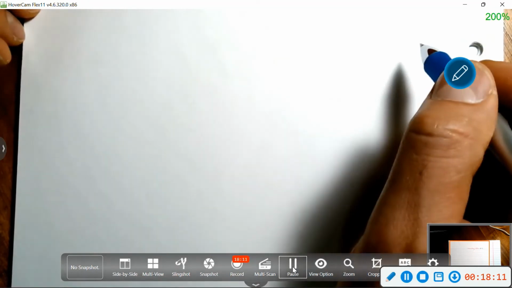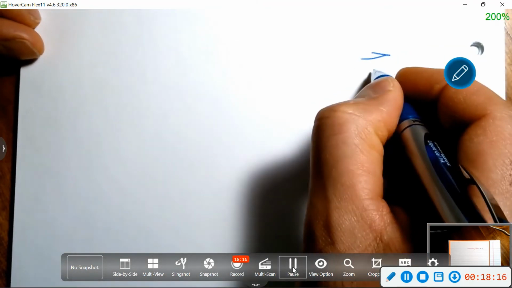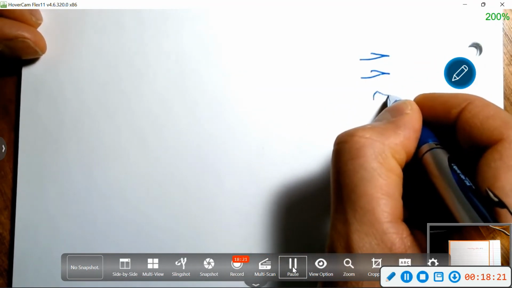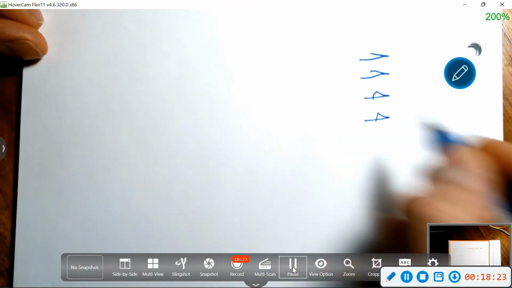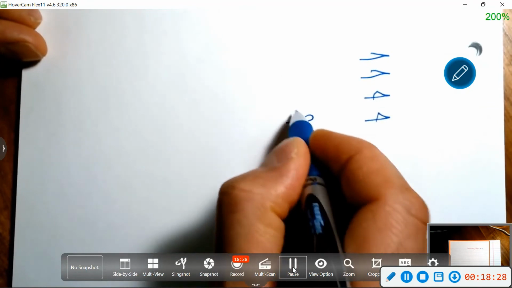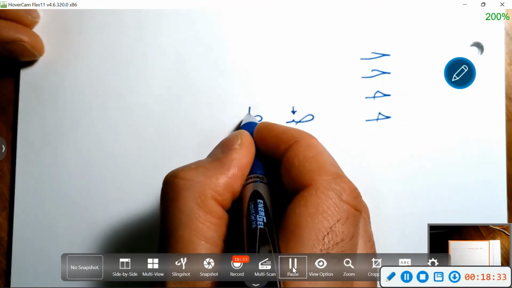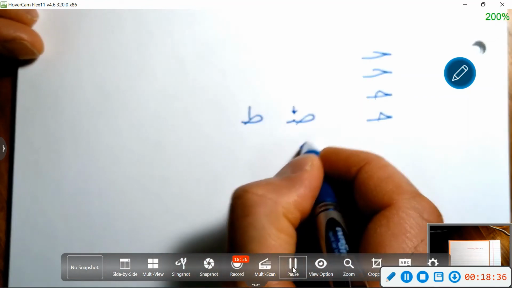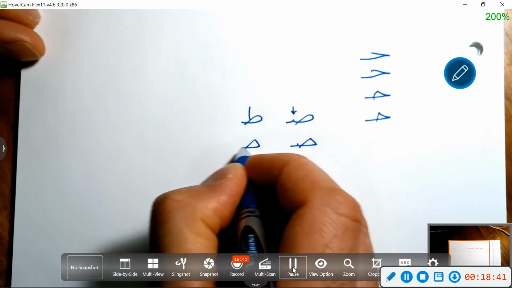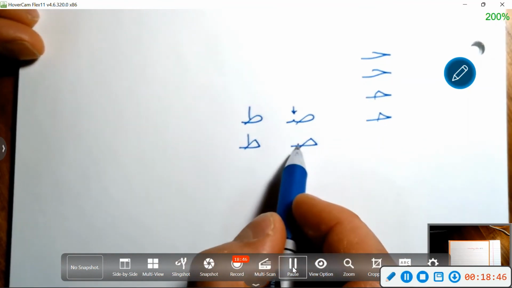For example, as we said for the ha, it could be written like this, it could be written like this, it could be written like this, could be written like this. This is different than sad, which is written like this, with a tooth. And different than ta, which is written like that, with a stick. Now, some people like to write sad as a triangle and ta as a triangle. That's fine. Ta has a stick, sad has a tooth.